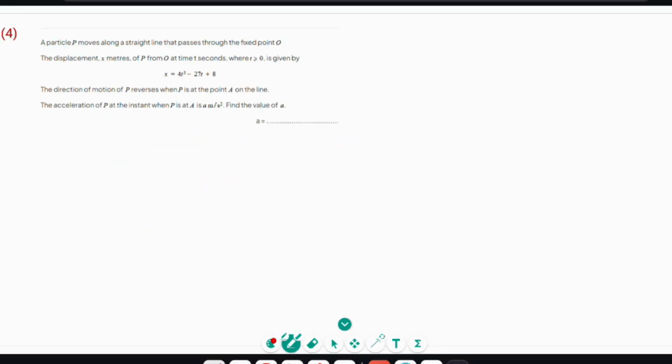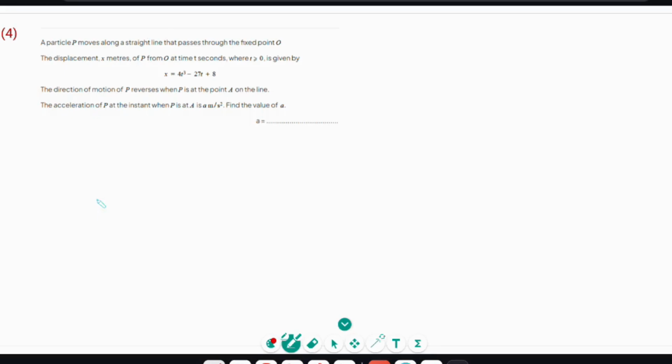Question 4. Particle P moves along a straight line that passes through the fixed point O. The displacement x meters of P from O at time t seconds, where t is bigger than or equal to 0, is given by x is equal to 4t cubed minus 27t plus 8. The direction of motion of P reverses when P is at the point A on the line. The acceleration of P at the instant when P is at A is a meters per second squared. Find the value of a.